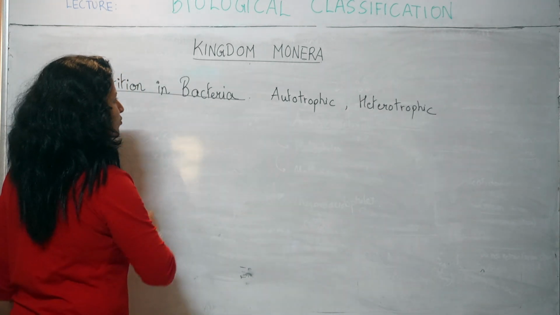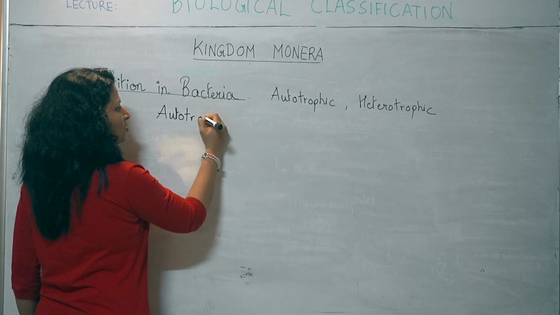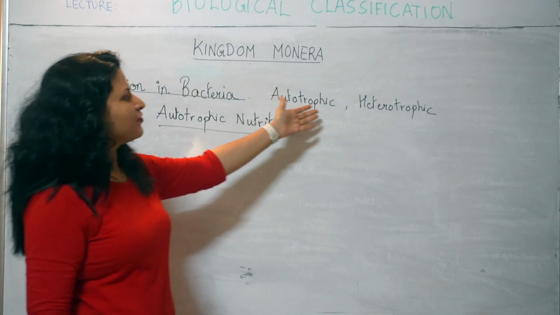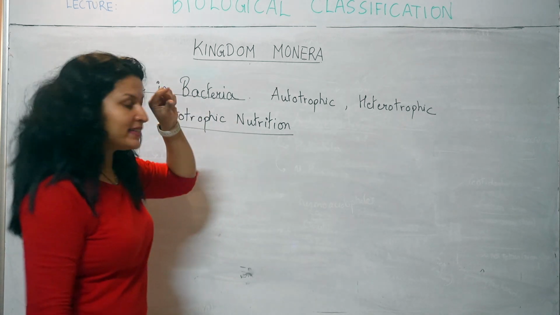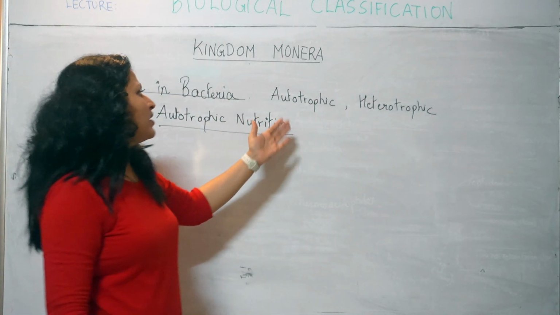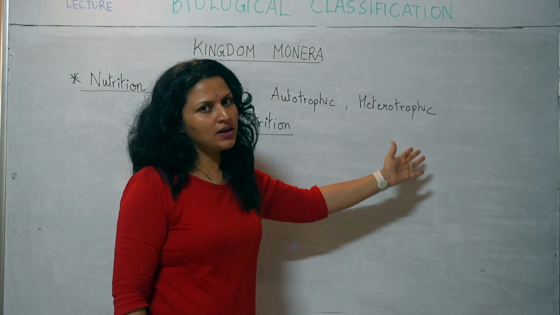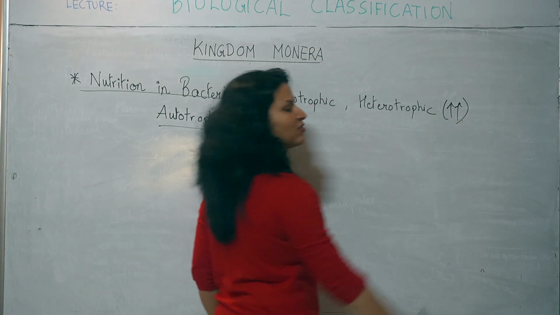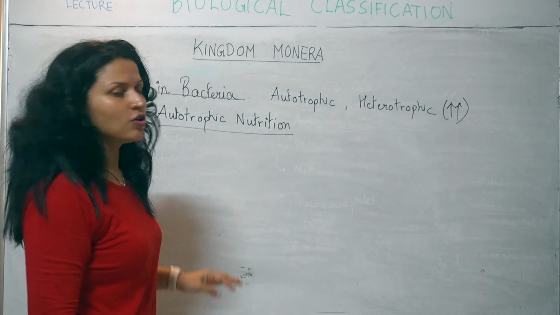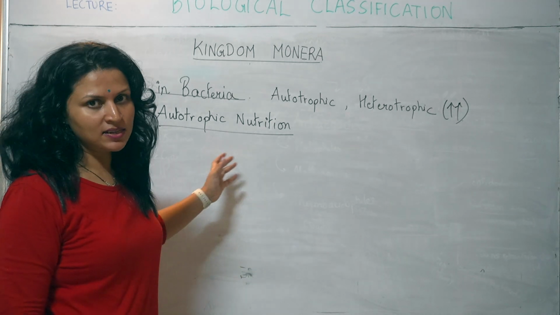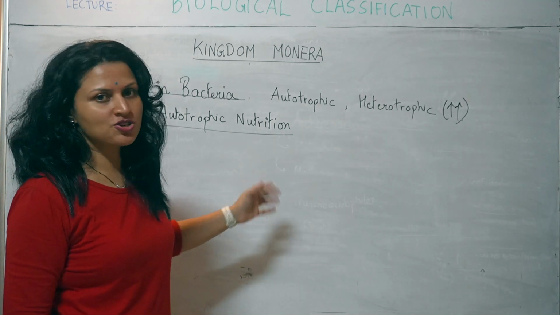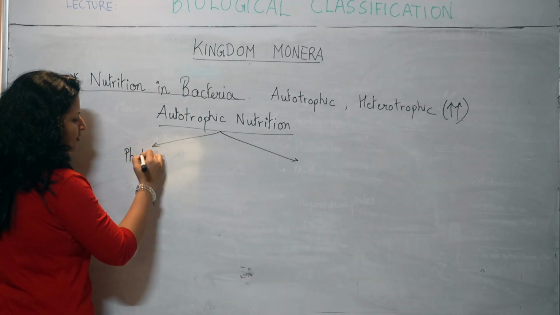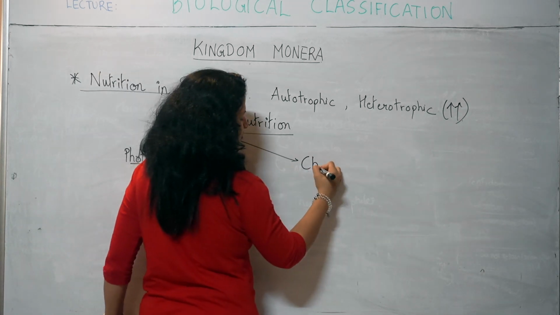Let us start with autotrophic nutrition first. What does this mean? Autotrophic and heterotrophic means that some of the bacteria are autotrophic and some of them are heterotrophic. The majority of them are heterotrophic compared to autotrophic, but we are still looking at it. Autotrophic nutrition in bacteria may be of 2 types: photoautotrophic and chemoautotrophic.